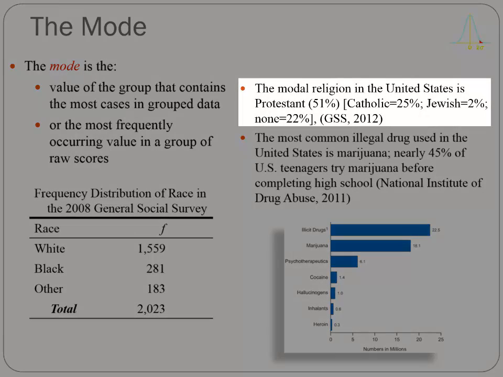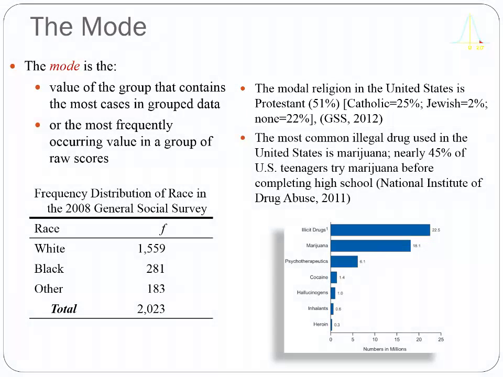We can also talk about the modal religion in the United States, and we can see that the modal religion in 2012 was Protestant, followed by Catholic, followed by none, and followed by Jewish. So again, that's a non-orderable discrete measure.